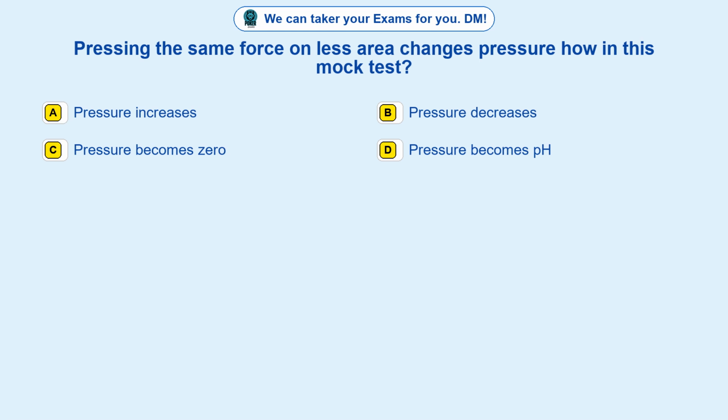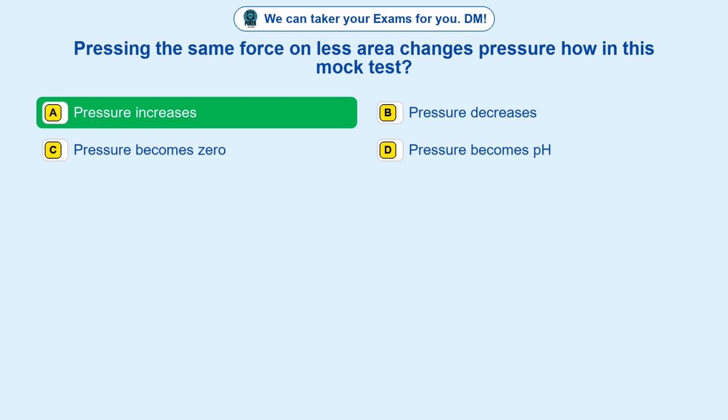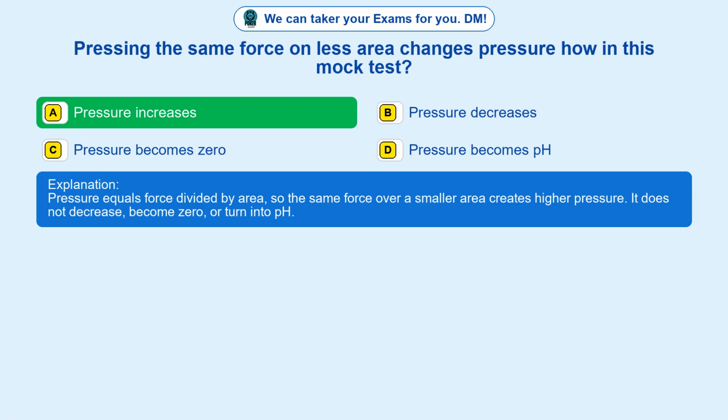Question 79. Pressing the same force on less area changes pressure how in this mock test? Option A, pressure increases. Option B, pressure decreases. Option C, pressure becomes zero. Option D, pressure becomes pH. The correct answer is option A. Pressure increases. Pressure equals force divided by area, so the same force over a smaller area creates higher pressure. It does not decrease, become zero, or turn into pH.